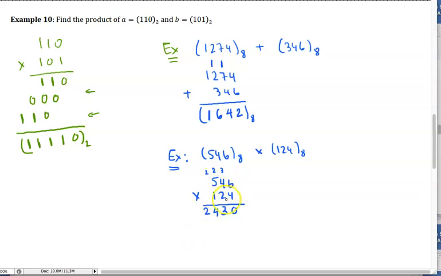Good. Okay, so now we're going to go to this 2, and we indented. So we're going to start writing our answer here. So 2 times 6 is 12. 12 divided by 8 goes once with the remainder of 4. 2 times 4 is 8 plus 1 is 9, which goes in once with the remainder of 1. 2 times 5 is 10, and 11 divided by 8 is going to go once with the remainder of 3.